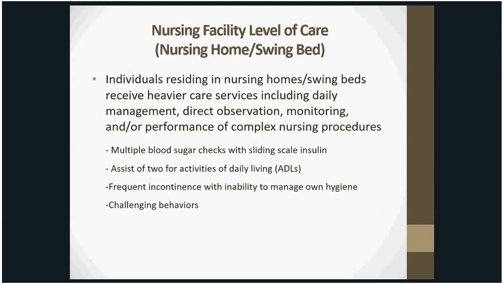Another example of that nursing facility level of care in a nursing home would be somebody that needs the assistance of two people for their activities of daily living, or ADLs. And again, that's the transfers, dressing, toileting, bathing. Another example would be frequent incontinence with the inability to manage your own personal hygiene. And then a final example would be somebody with challenging behaviors that was requiring a lot of staff intervention or redirection for those behaviors.